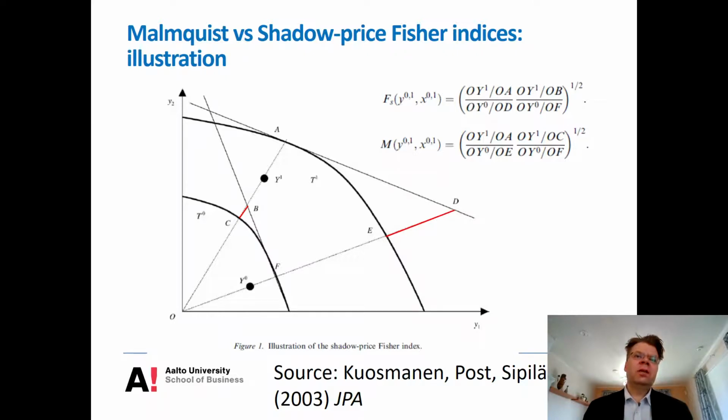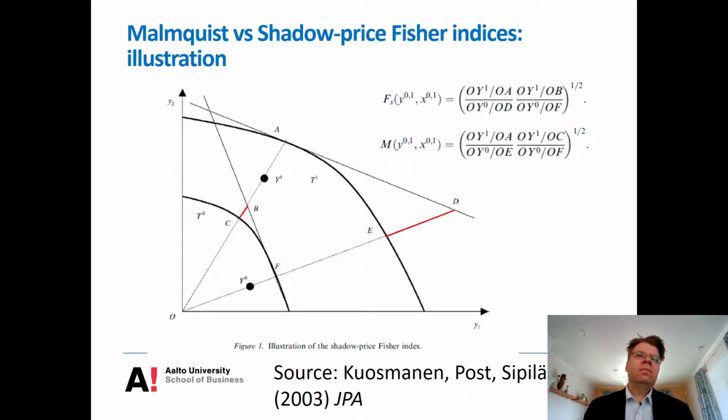So we projected this base period observation y in period 0 all the way to point D in the target period. In contrast, in the Malmquist index, we do not use this iso-revenue line, we use the output isoquant. So the Malmquist index would project to the point E when we evaluate this base period observation relative to the technology of the target period.